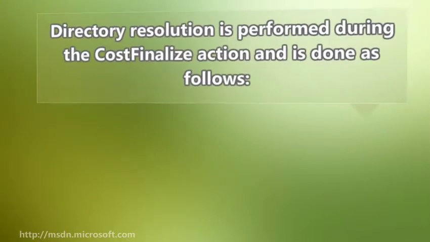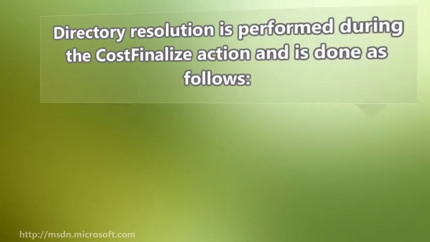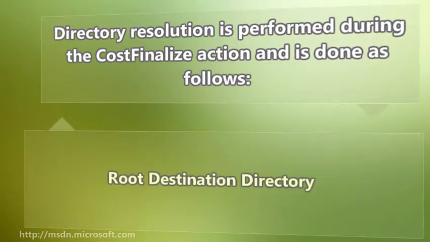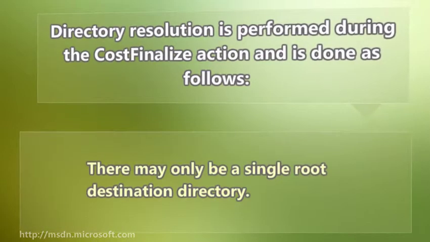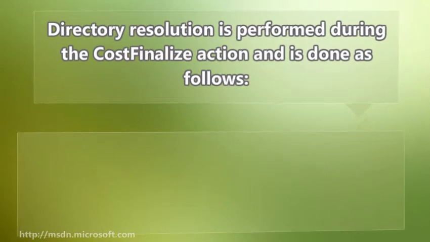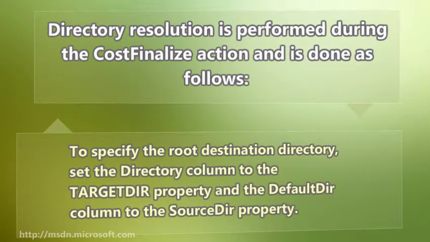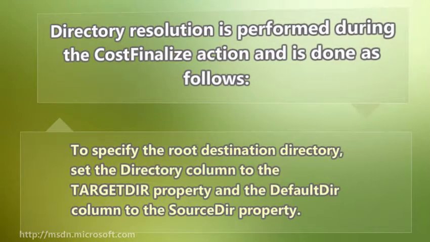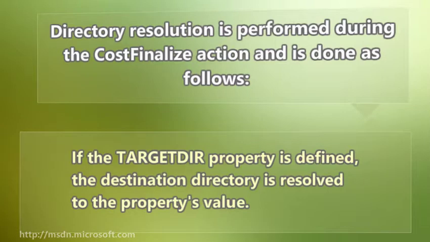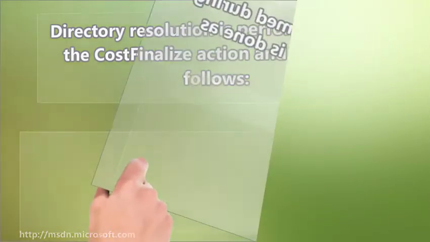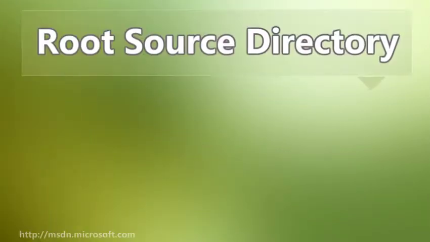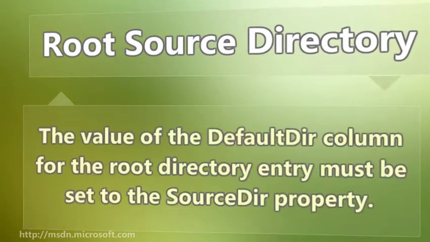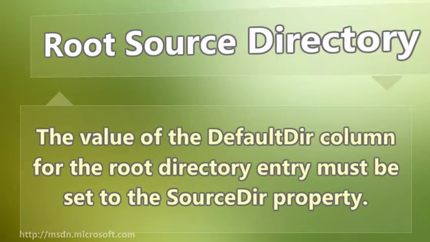Directory resolution is performed during the CostFinalize action and is done as follows. Root destination directory. There may only be a single root destination directory. To specify the root destination directory, set the directory column to the TARGETDIR property and the default column to the SourceDir property. If the TARGETDIR property is defined, the destination directory is resolved to the property's value. Root source directory. The value of the default column for the root directory entry must be set to the SourceDir property.